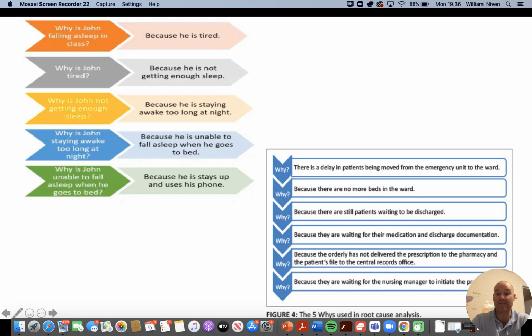And here's another example from an acute care unit. There's a delay in patients being moved from the emergency unit to the ward. Why? Because there are no more beds in the ward. Why are there no beds in the ward? Well, there are still patients waiting to be discharged. Why? Because they're waiting for their medication and discharge documentation. Why? Because the healthcare assistant has not delivered the prescription to the pharmacy. And why has that not happened? Well, they're waiting for the nursing manager to initiate the process.